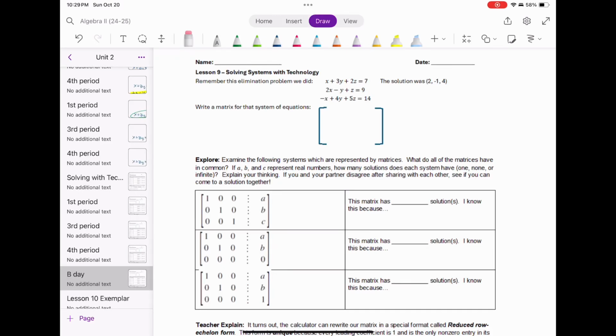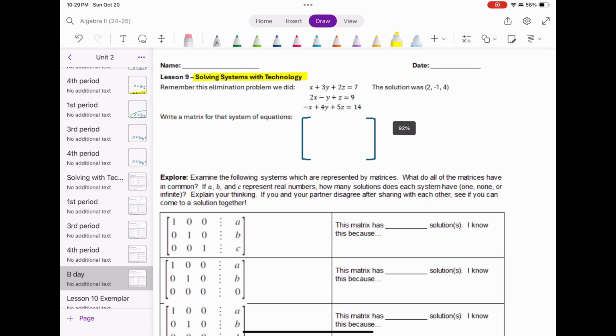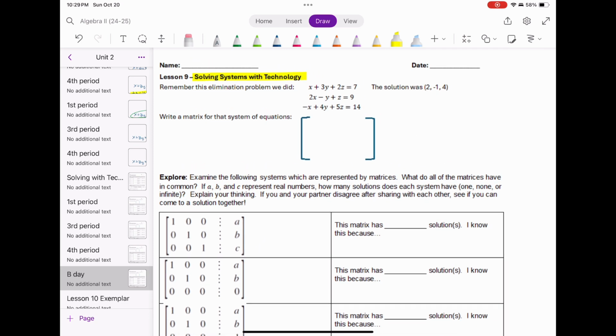With this video, you can always pause, do some work, and come back to check your work. So let's start with do first. We have a system of linear equations right here. We don't care to solve, we already solved it last week.